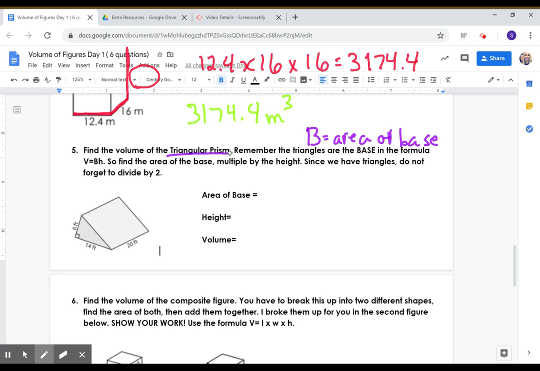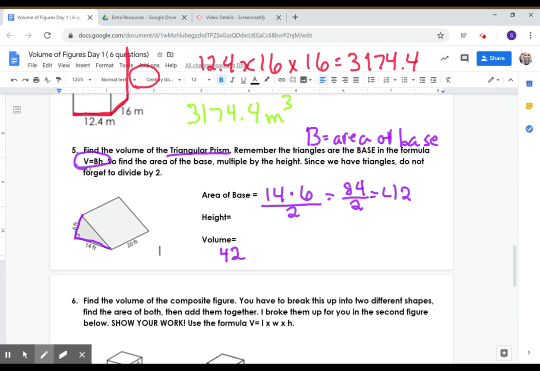It's the triangle. So when I look at this, my triangle has a base of 14. It has a height of 6. And then don't forget, since it's a triangle, I'm still going to have to divide that by 2. So when I put in my calculator 14 times 6, I get 84. And what is half of 84? Half of 84 is 42. So I already found the area of the base.